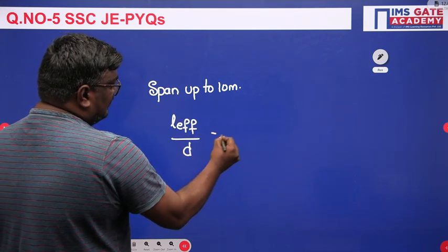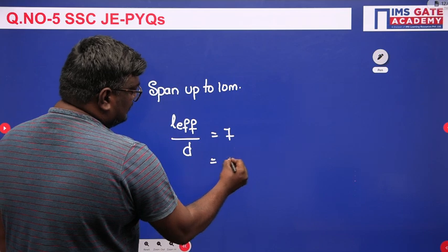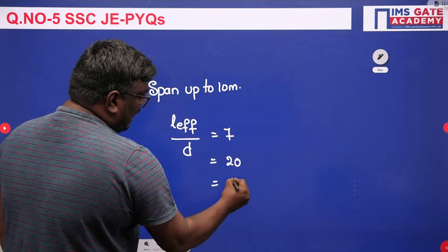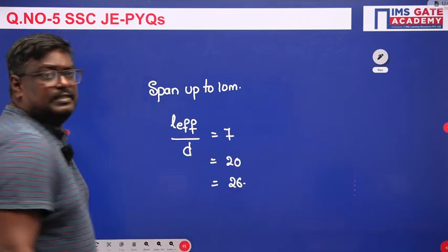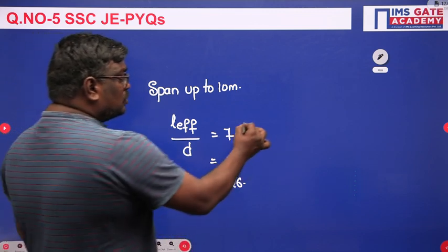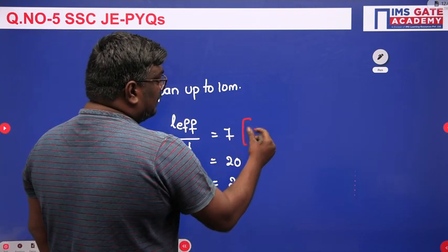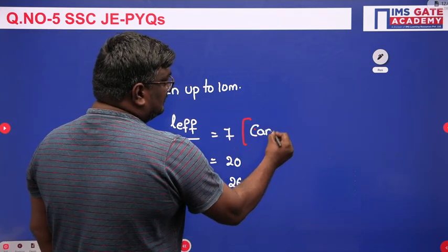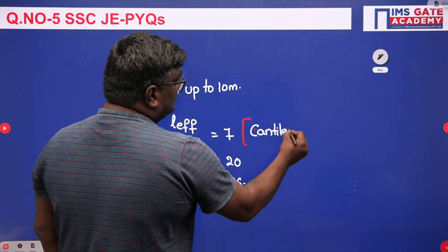It is 7 for cantilever, and for simply supported beam it is 20, and for continuous beams it is 26. Am I clear, my dear students? So in this problem they have given you cantilever, so the absolute answer here is 7.